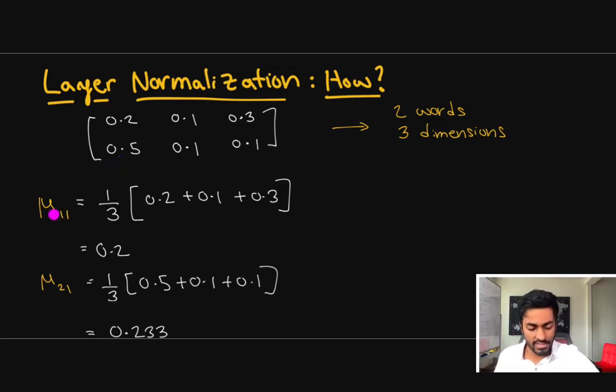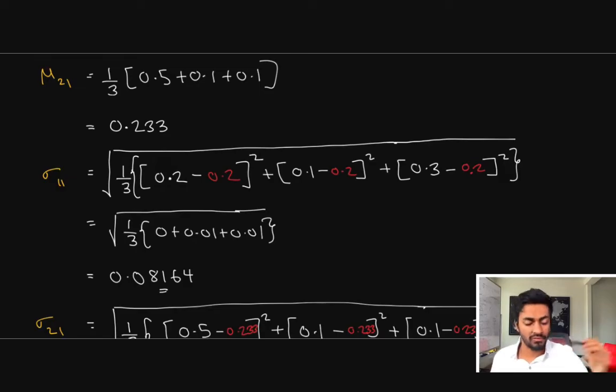And so the first mu11, which will be the first part of the mean matrix, is just the mean of all of the embedding values here, and you'll get 0.2. Similarly, the mean of all of these values over here, you get 0.233. And now we can use these mu values in order to compute the standard deviation.